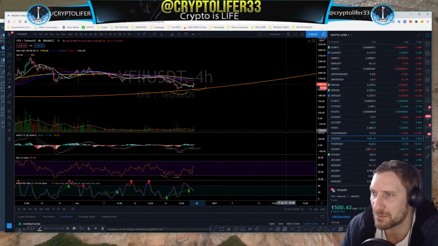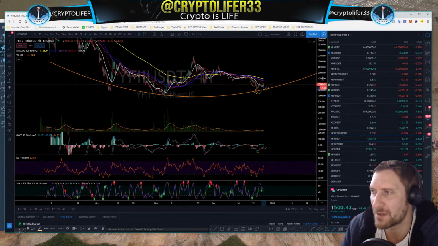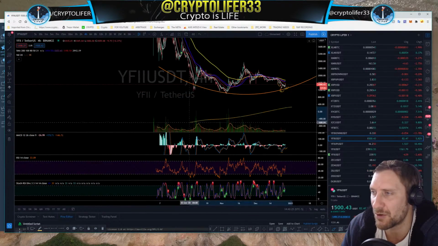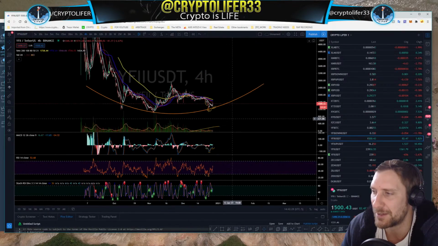Interesting. And there's the inverted head and shoulder. Here's your head, and there's your shoulder. It's harder to see, it's slanted. And then it forms the double bottom on the right side. This looks bullish to me. $1,500 buy right now for YFI looks very bullish.